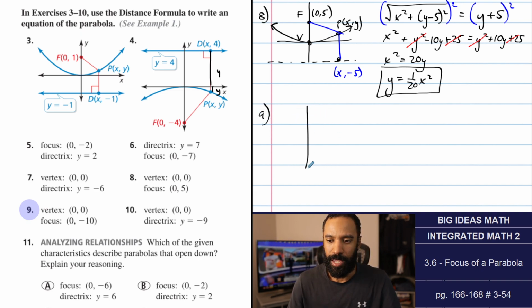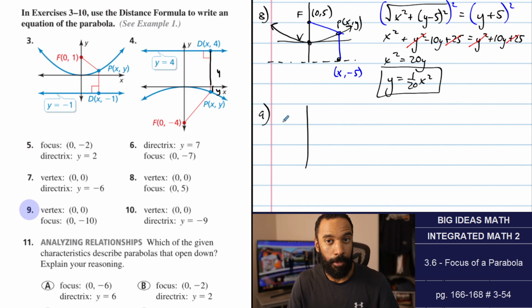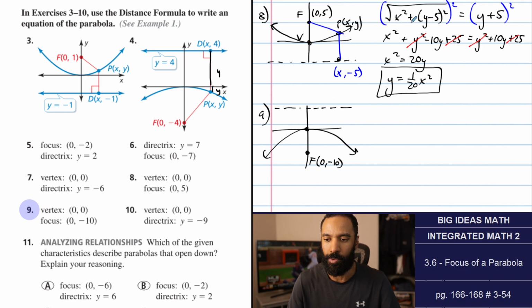The focus, and sorry I haven't been copying down those specific things. I've been writing it on the problem itself. It just doesn't develop all the information that we get, though. But the vertex is at the origin. The focus here is at 0, -10. Our graph is going to go downward into that focus. The directrix will be 10 units up from there at y equals 10.